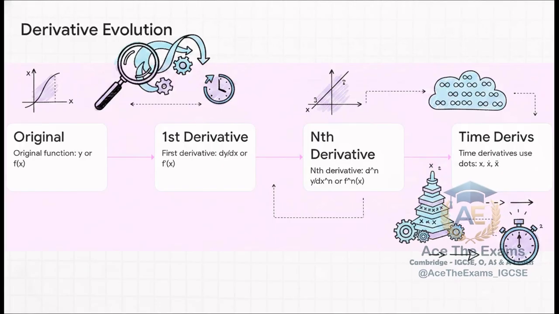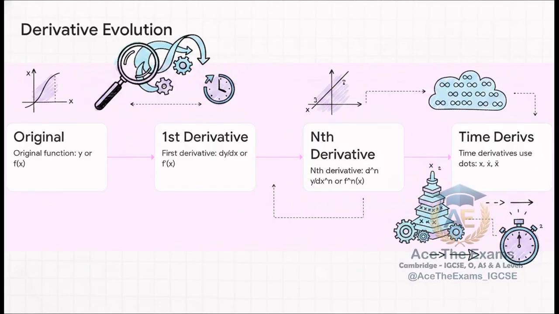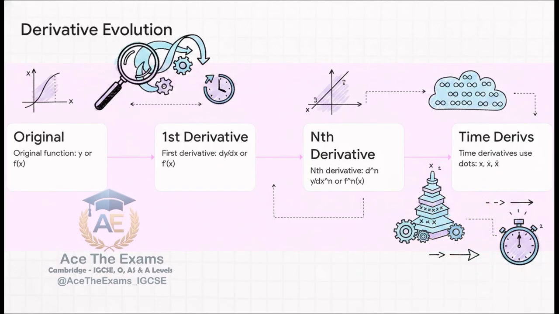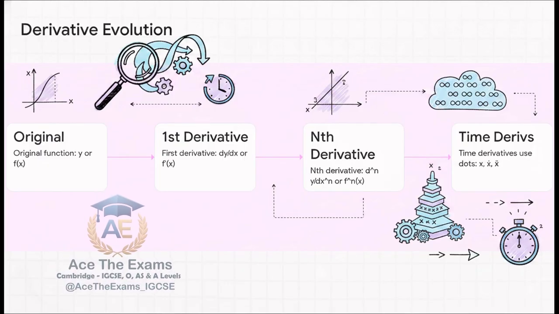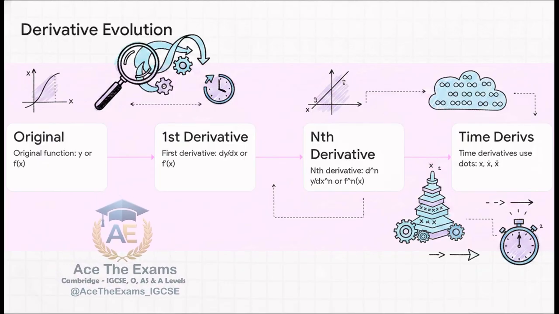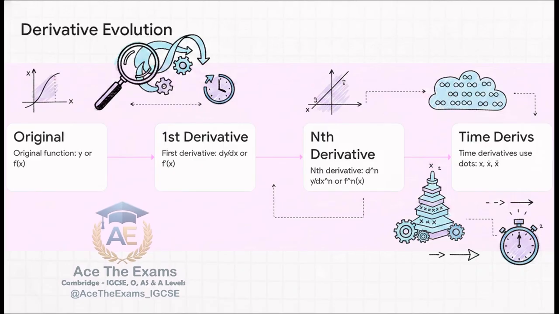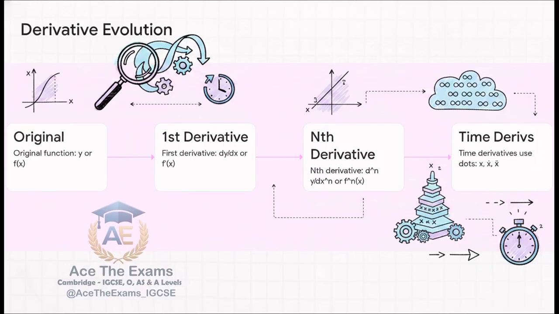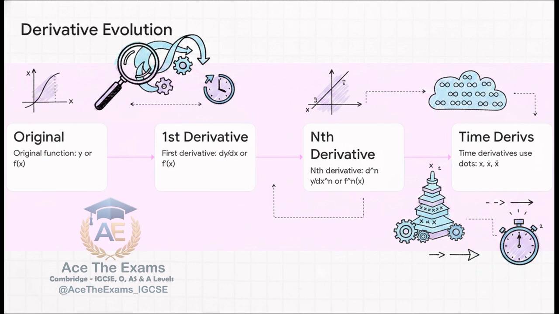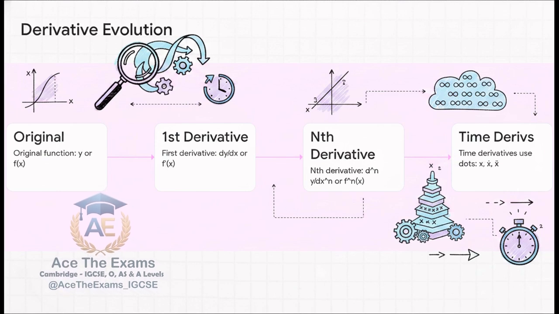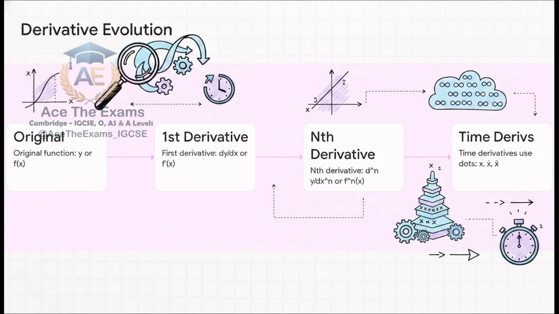Now I want you to watch how the vocabulary of a derivative evolves. This is super important. Start at step 1. We have our original function, just y or f of x. Now look at step 2. We can express the first derivative with respect to x as either dy over dx, or we can use a little prime mark, f prime of x. Step 3 shows us how to scale this up.